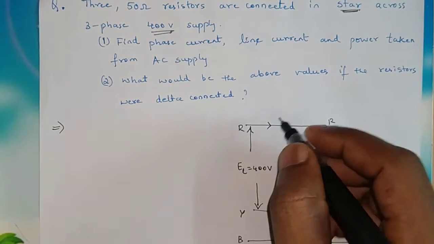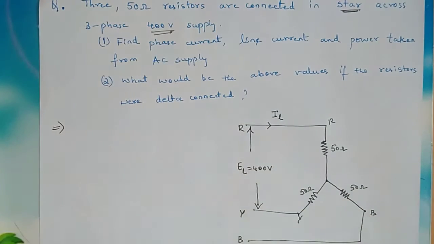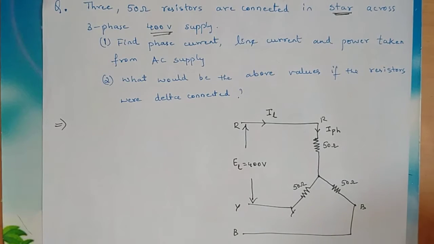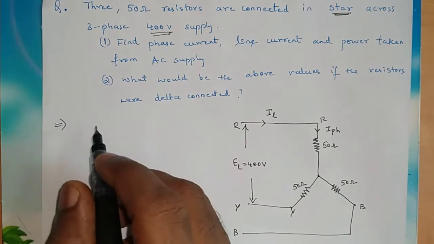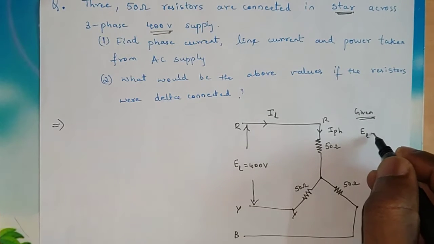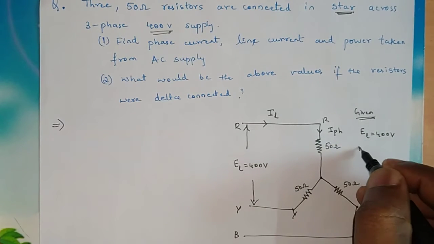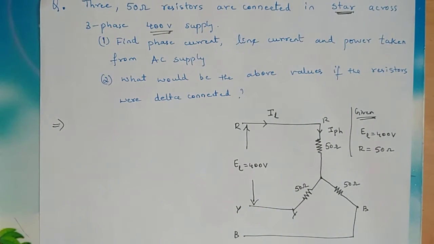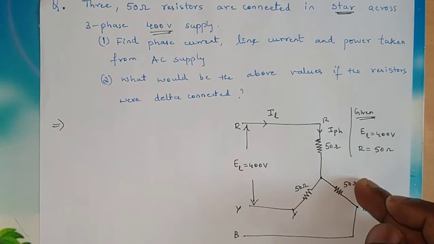So when you supply the voltage, current will start to flow. This will be your line current, and the current which is flowing through the coil will be your phase current. So we'll write down the given data. Line voltage is given as 400 volt, resistance value is given as 50 ohm. We can see that all three sides have the same resistance value, therefore the circuit is called a balanced circuit.